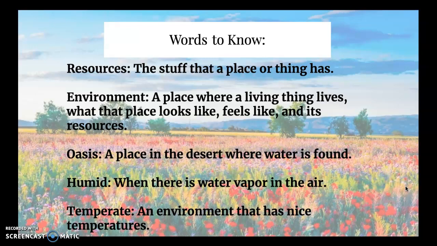An environment is a place where a living thing lives, what that place looks like, feels like, and its resources. So in the environment I'm in right now, I'm in a city environment. I'm looking around, and this is where I live. I live in the city of San Jose. It looks like a big city. It has lots of tall buildings, lots of kind of different little places where lots of people live. It feels busy. It feels really kind of hot outside. And the resources that are available, we have lots of technology here. We also have lots of places to eat and lots of people if we ever need help with something.